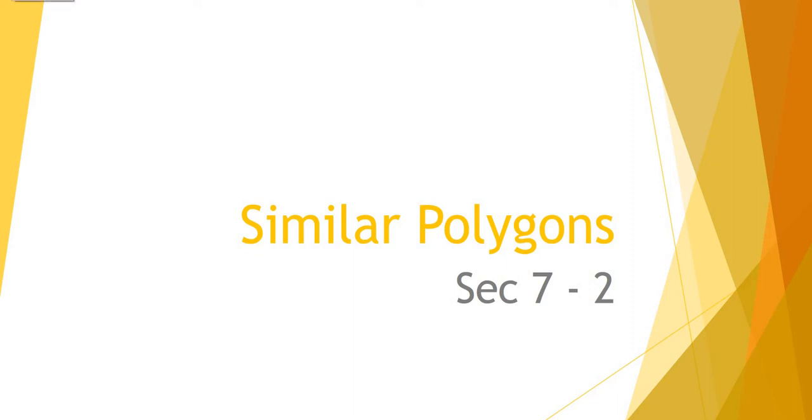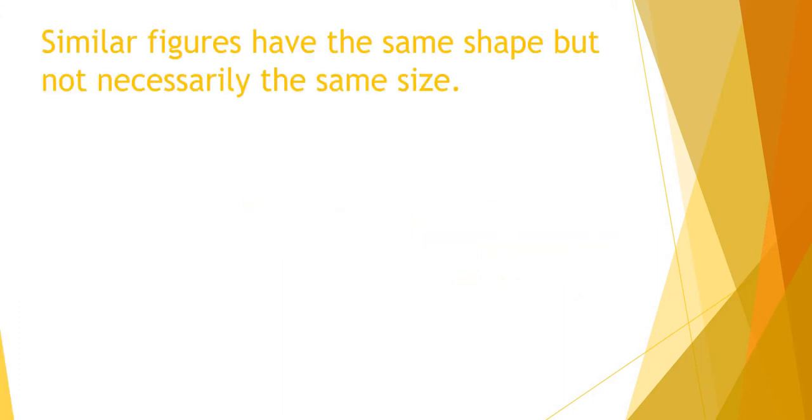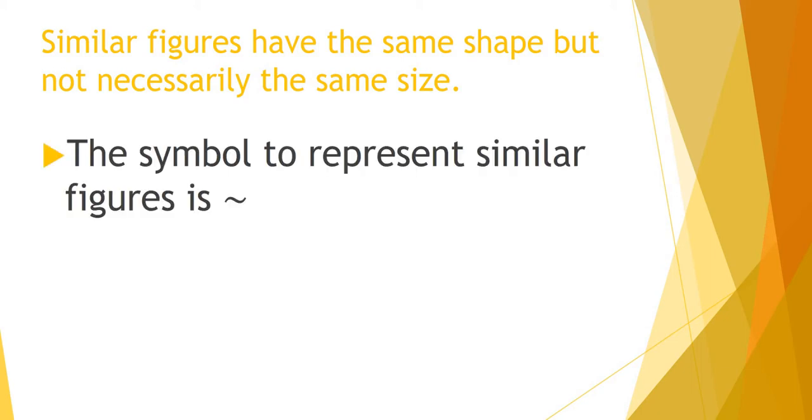Okay, section 7.2 has to do with similar polygons. Similar figures have the same shape, but not necessarily the same size. The symbol to represent similar figures is this little squiggle. That means similar. Remember, it's a little bit different than our symbol for being congruent, because that means similar and equal. This just means similar but not equal to.